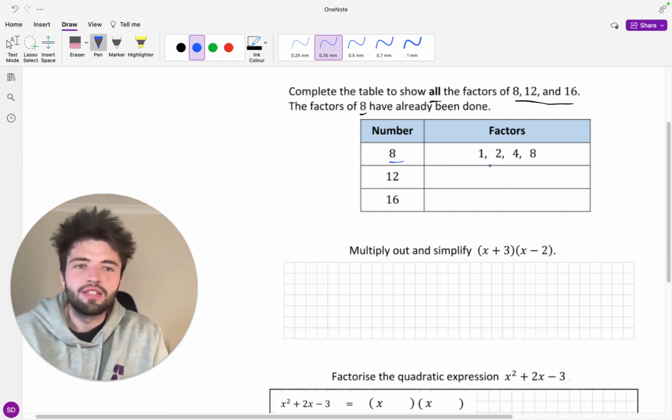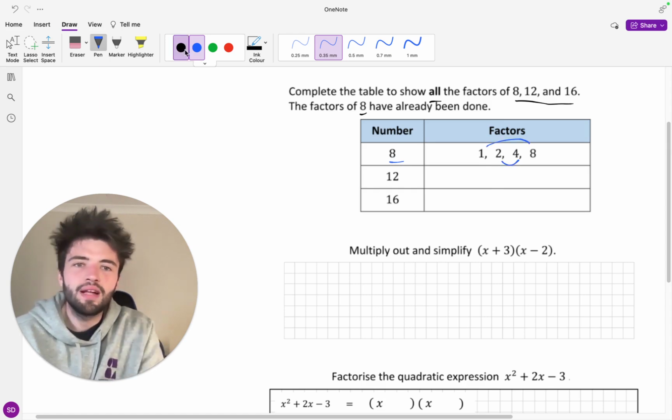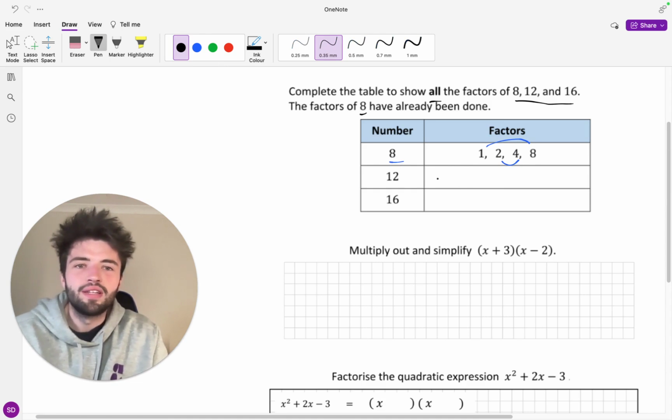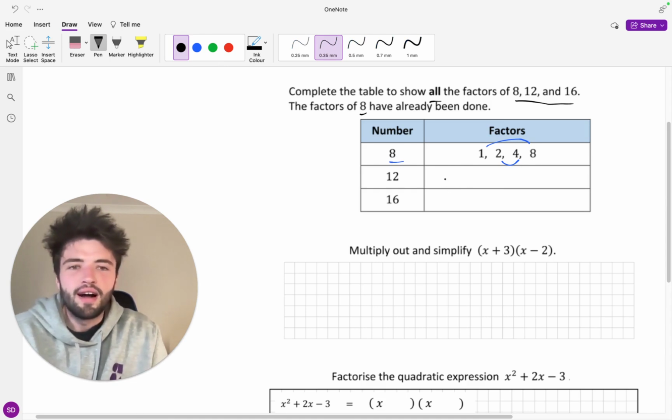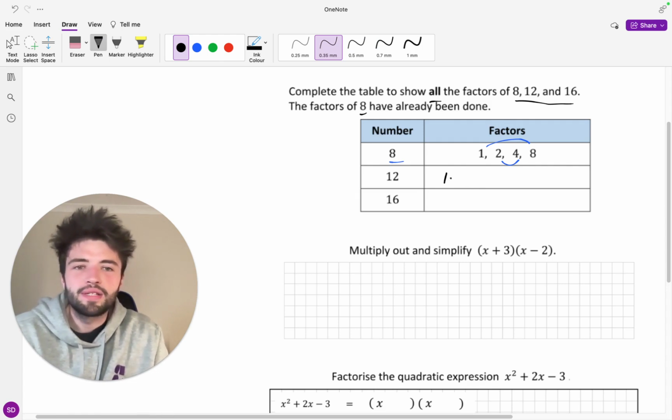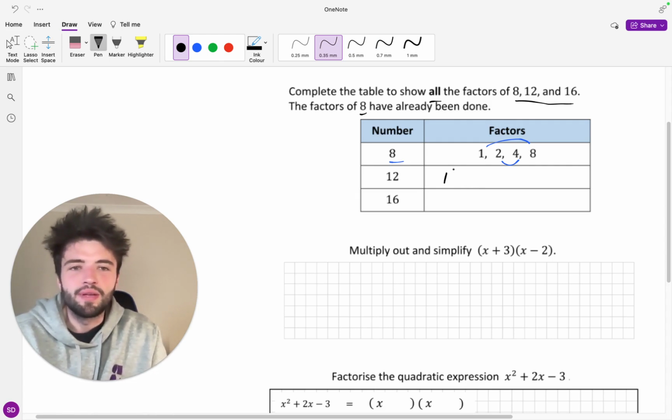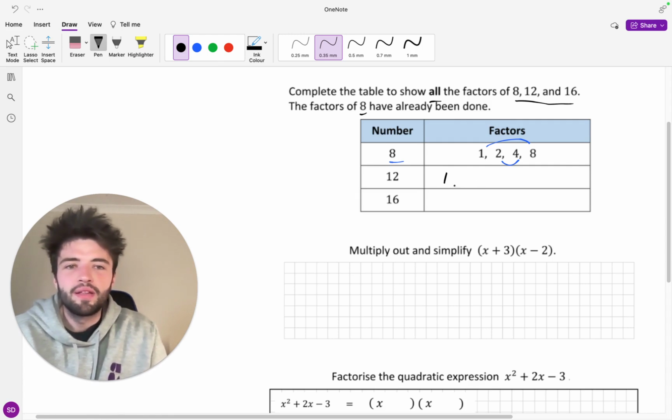So for the factors of 8, we can see that we've got 2 times 4, which is 8, and also 1 times 8, which is 8. And so we're going to be following this process to get the factors of 12. What I always do is go from the start of the list and then also fill in the end, because it's always going to be the start and the end paired with each other. And so we know that 1 is a factor of 12 because 1 is a factor of everything. And we also have 12 at the end because 1 times 12 gives us 12.